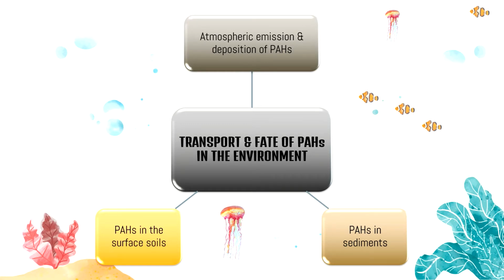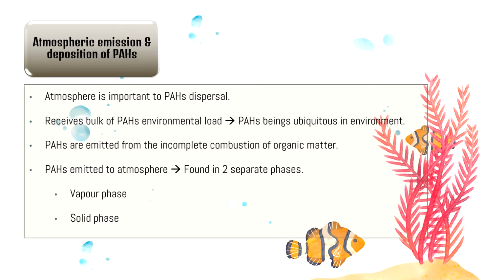These are the transport and fate of PAH in the environment. Firstly is atmospheric emission and deposition of PAH. The atmosphere is the most important means of PAH dispersal. It receives the bulk of the PAH environmental load, resulting in PAH being abundant in the environment.